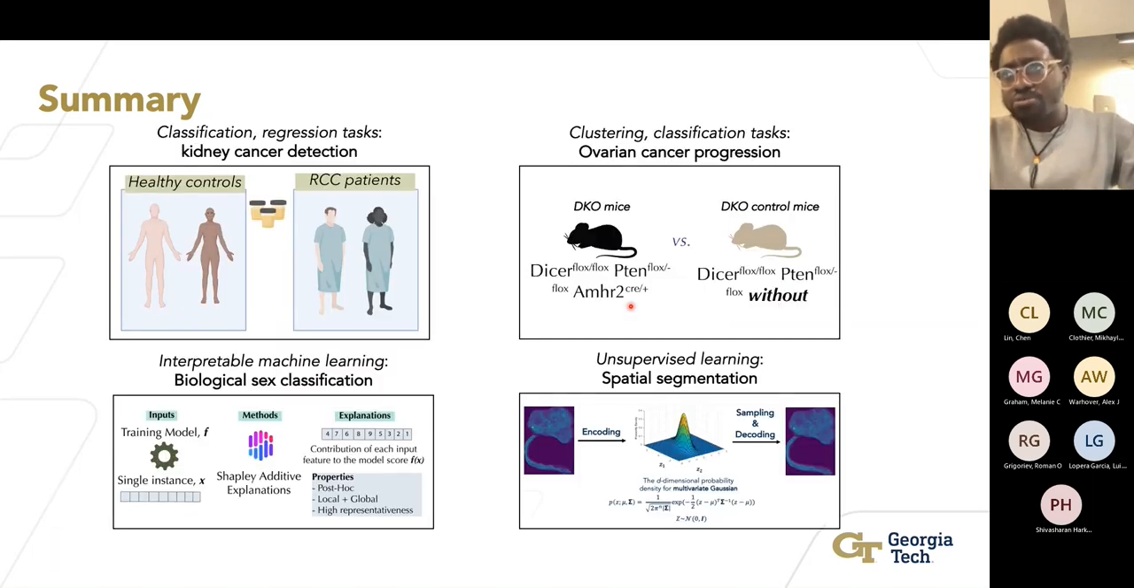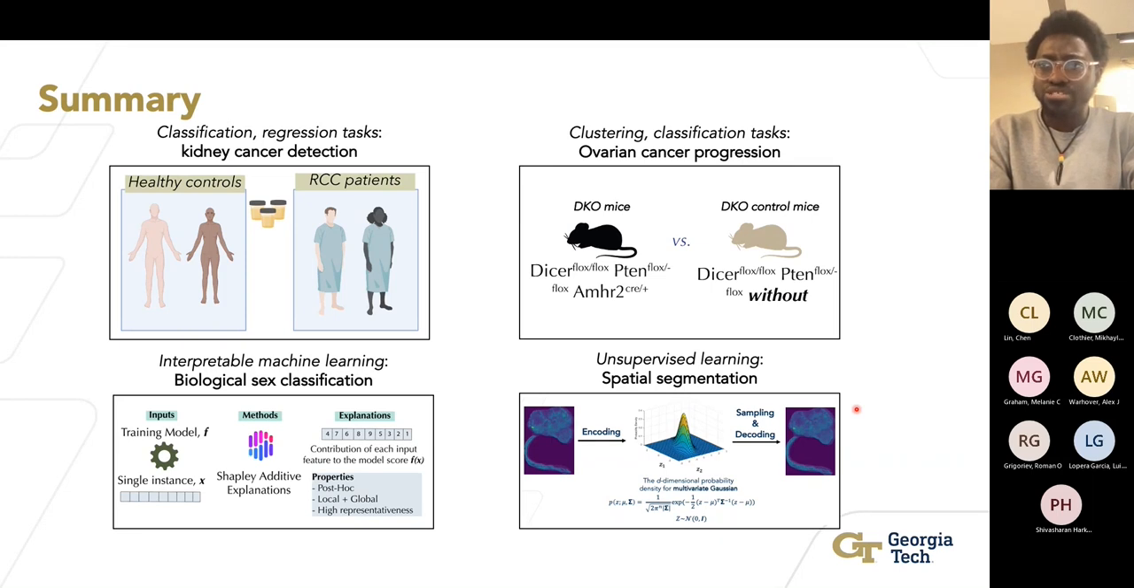So in this talk, I've been able to show various ways machine learning is applied to metabolic phenotyping: classification and regression tasks in my kidney cancer detection paper, clustering and classification tasks in ovarian cancer progression, interpretable machine learning explaining biological sex classification, and of course this work that I'm just beginning to start with spatial segmentation of mass spec imaging data sets.